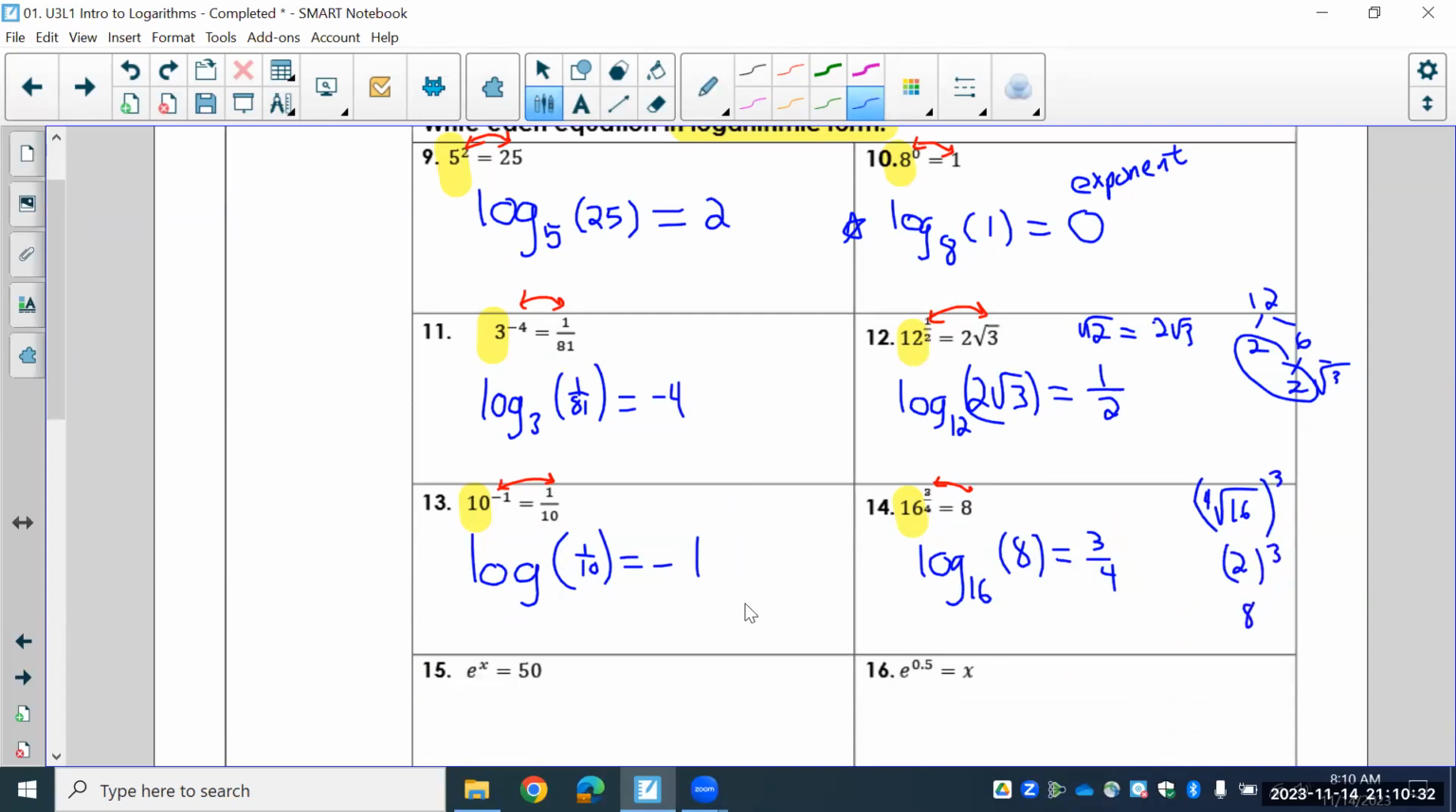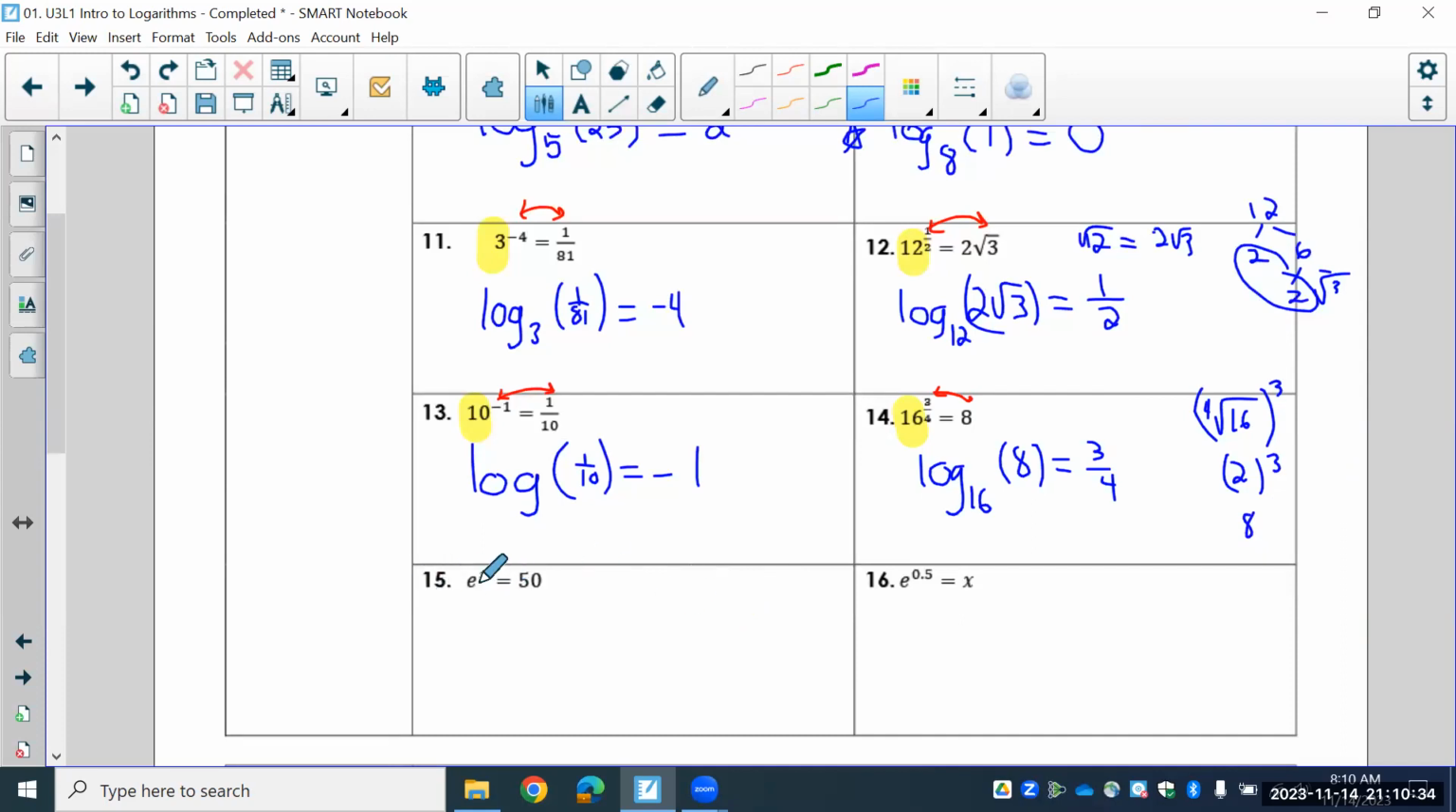Okay, so let's take a look at these problems. These are ln's. Why are they ln's? Because our base is, of course, e, right, for both of these. And so what we would do here is we would say log e, but log e is not a thing, so we write down ln. So then we just switch these things. Right, we just switch these around.